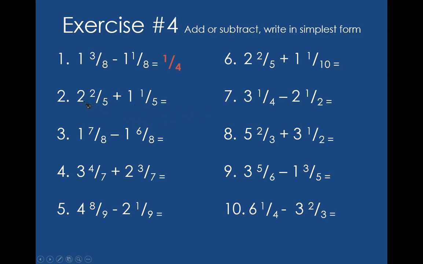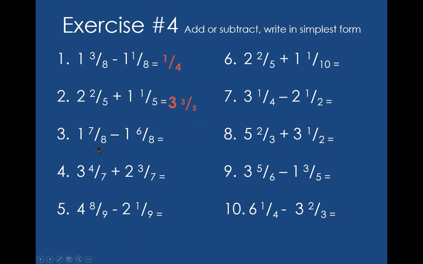Another: 2 and 2/5 plus 1 and 1/5. Simple. Add the whole numbers. 2 plus 1 equals 3. Then, copy the denominator. Then, 2 plus 1 on top, 3. So, the answer is 3 and 3/5. It has no lowest term because those are its numbers.